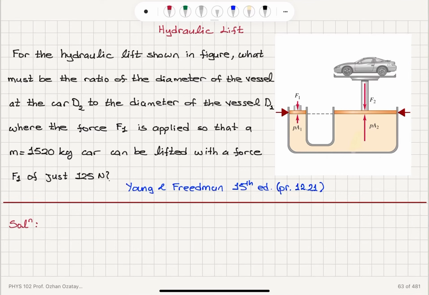Hydraulic lift. For the hydraulic lift shown in the figure, what must be the ratio of the diameter of the vessel at the car, D2, to the diameter of the vessel D1, where the force F1 is applied, so that a mass M equals 1520 kilograms car can be lifted with a force F1 of just 125 newtons?